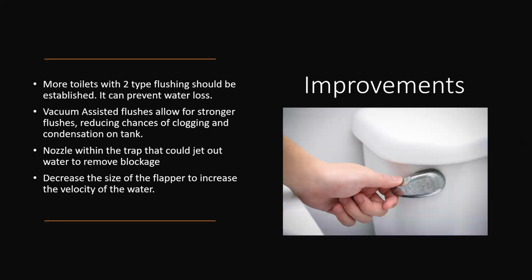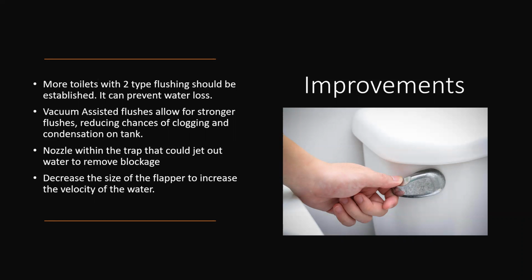And so with all of this information, some improvements that we can make is that we can add more toilets with 2 different levels of pressure in their flushing systems. This prevents water loss. So for example, if there's waste that is liquid, it requires less pressure than waste that is solid.